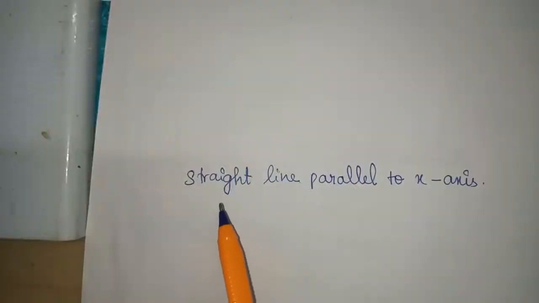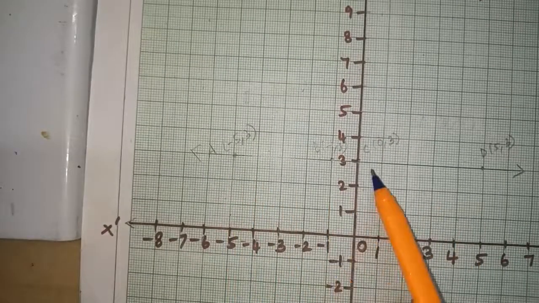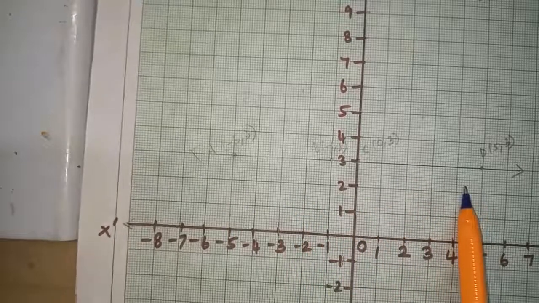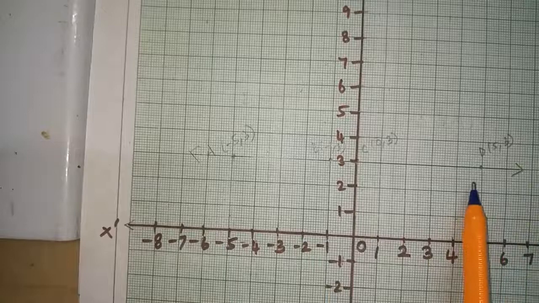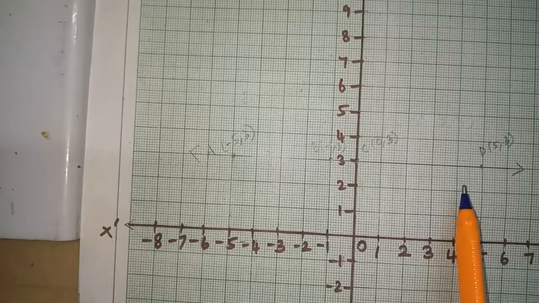So you have to write the solution as straight line parallel to x-axis. That's it, because you get a straight line which is parallel to x-axis. So this is the solution of third problem, first subdivision. Similarly, you have to do third problem, second subdivision, as well as problem number 4.